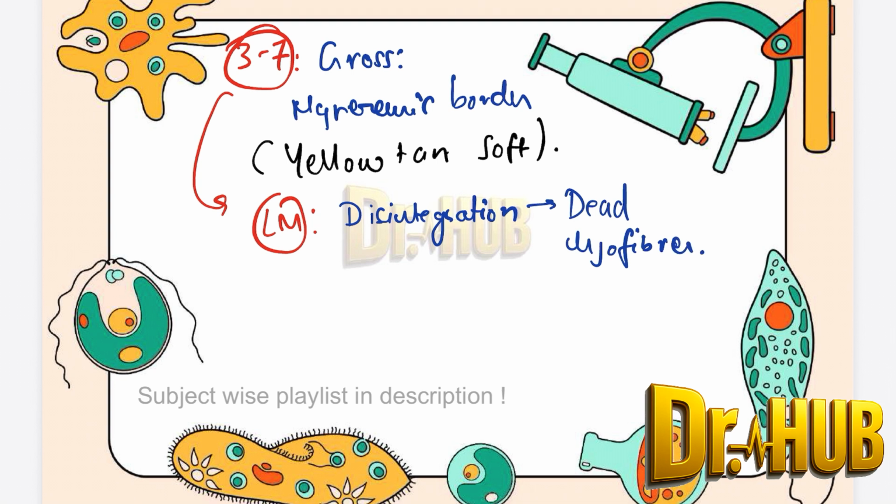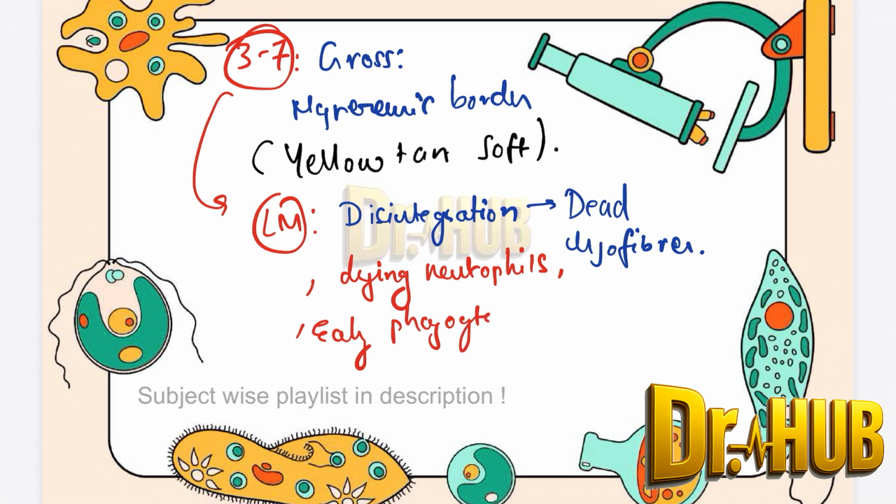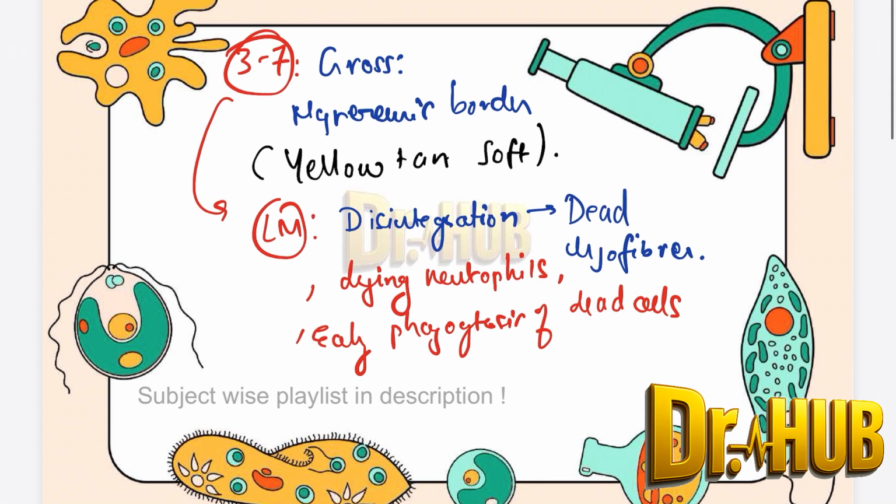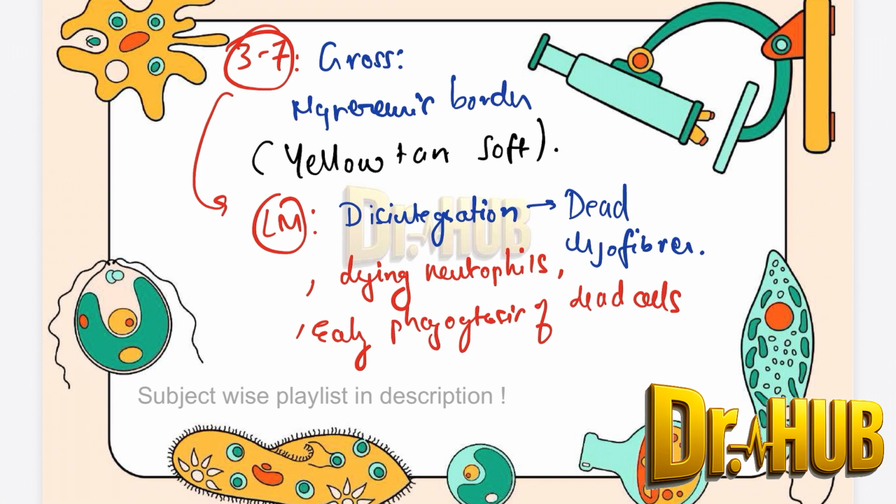There are dying neutrophils. There is early phagocytosis of the dead cells, and this is brought about by the macrophages at the infarct border.